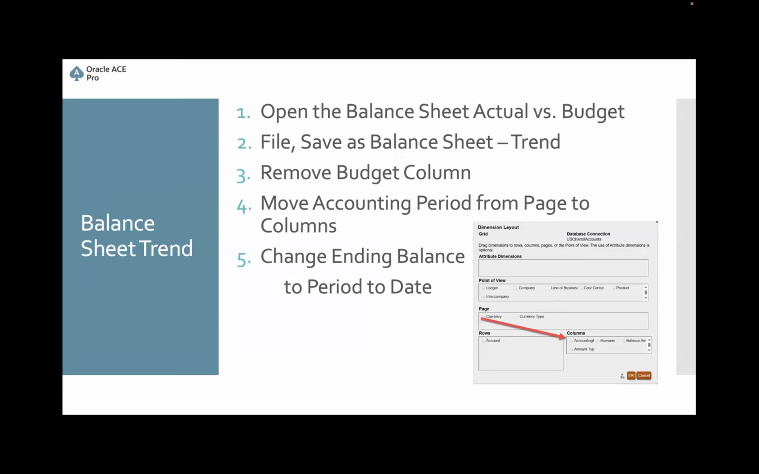The things I'm going to do, I'm going to take out my budget column. So the original report we just looked at had actuals against budget. We also said, I think, that the accounting period was at the page level. So we're getting rid of our budget column. We're then going to move our accounting period from the page down to the column. And we can see that in the screenshot there with that red arrow where it's pointing from. We're also going to change the type of account this is. So we had ending balance previously. Now we're going to do period to date, just to show that kind of level out there. We've made our changes here.